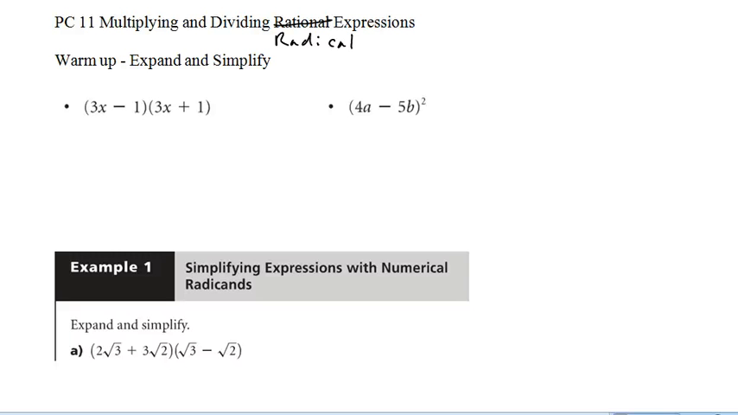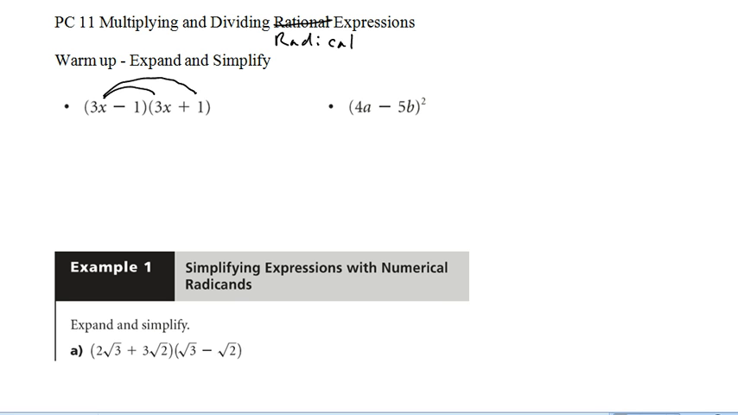This is our fourth lesson on radicals, and it's on multiplying and dividing radical expressions. We'll start out with some algebra that we already know, get warmed up. So remember that everything in the first set of brackets needs to get multiplied by everything in the second.